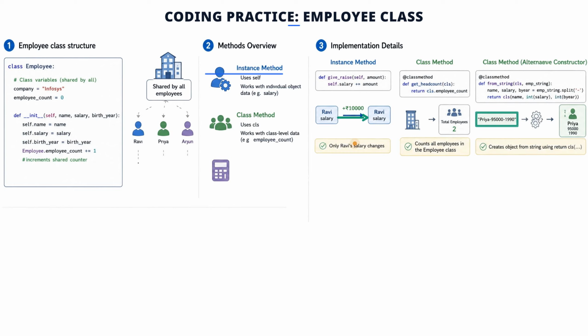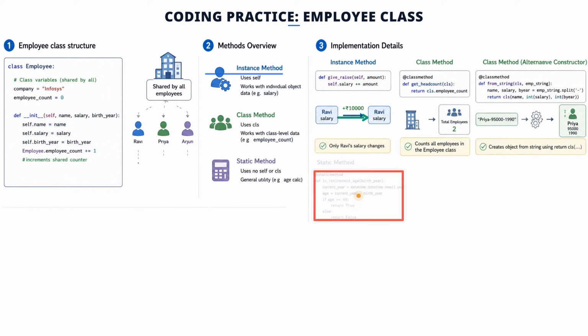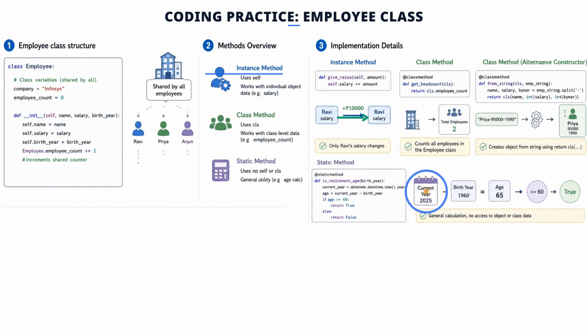The final behavior is the static method. Look at isRetirementAge. This method does not use self or cls. It performs a standalone mathematical calculation. It takes the current year, which is 2025, and subtracts the birth year, let's say 1960. It calculates the age is 65. Then it checks, is that age greater than or equal to 60? Since it is, it returns true.